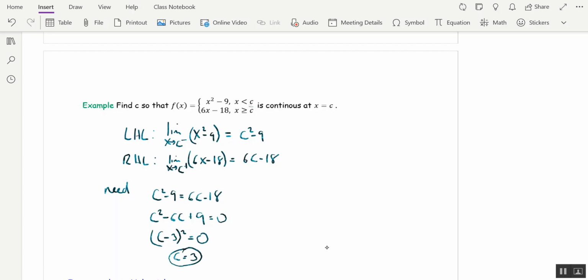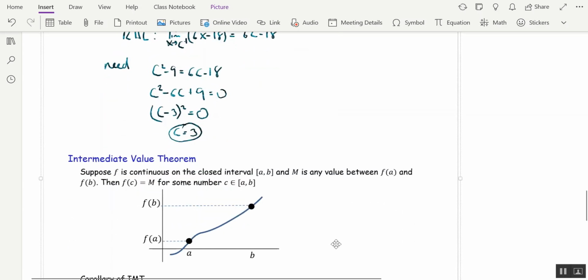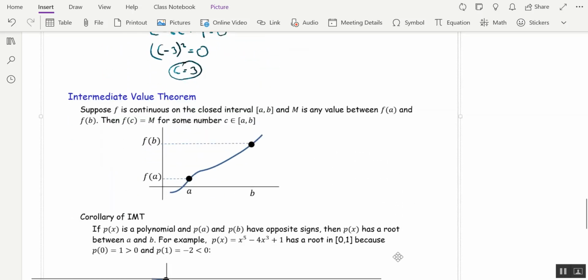Okay, I want to finish up with an important theorem. You're not going to use this theorem directly, but we use this theorem to prove a lot of things in mathematics. And you will use it as you get to more advanced classes. So suppose f is continuous on a closed interval. The two big requirements here are continuous and a closed interval. If m is any value between f of a and f of b, then f of c is m for some number c between a and b.